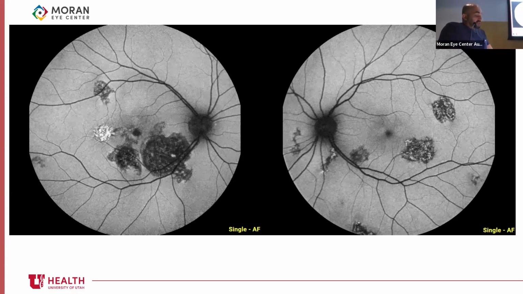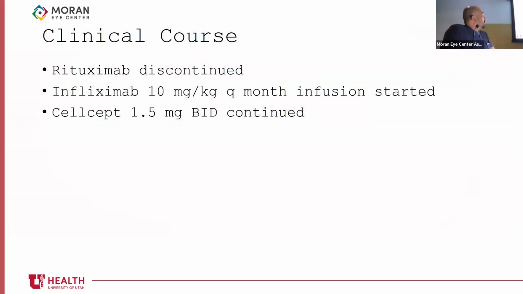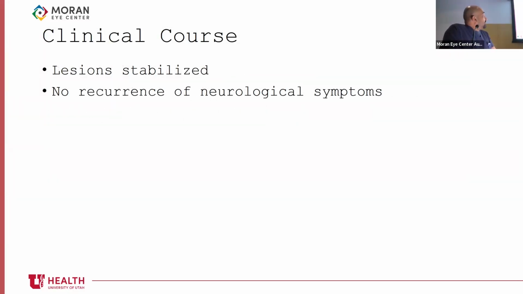So now she's starting to get symptomatic in her left eye. She's worried. We started her on infliximab at a rather high dose, 10 milligrams per kilogram every month, and continued the CellCept. Her lesions stabilized. There were no recurrences of her neurological symptoms, and now 8 years later, she's 20/40 in the right eye and still 20/15 in the left.